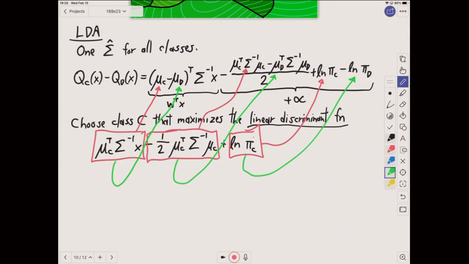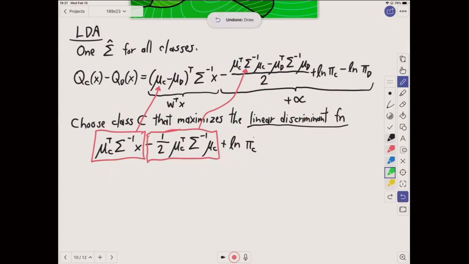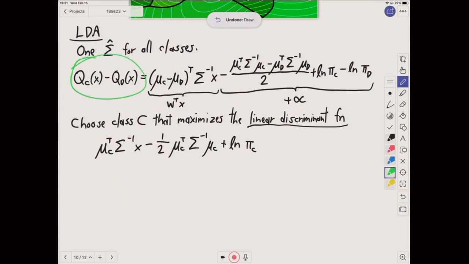But the advantage of the bottom way of expressing it is now if I have 10 classes or 100 classes, well, I just compute one of these linear discriminant functions for each of the 100 classes, and then I pick the maximum one. And I can do that in order 100 time, not in order 100 squared time. If I had to compare every pair of classes, if I had to do this 100 choose 2 times, that would be more expensive.